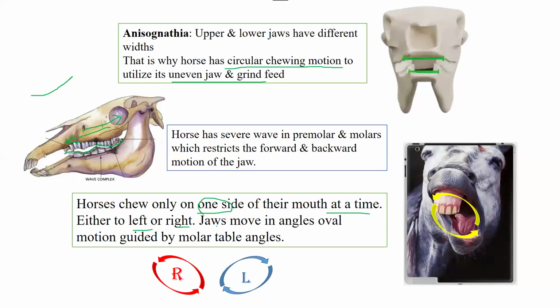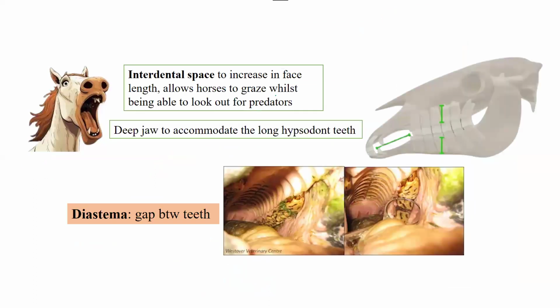So horses eat either from their right side like this or from their left side like this. Next, we have the interdental space. In horses, the interdental space increases face length and allows horses to graze whilst being able to look out for their predators.